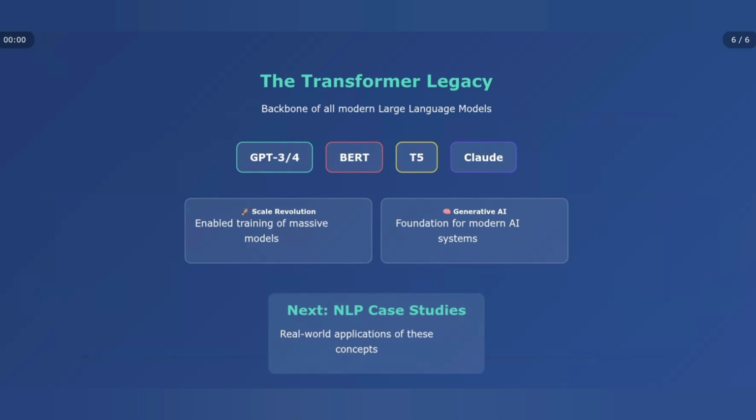The transformer architecture, with its reliance on self-attention and parallel processing, unlocked the era of truly massive language models and became the backbone for systems like GPT-3, BERT, and countless others. Understanding it is key to grasping modern generative AI, which is our next major topic. But first, let's look at some NLP case studies.